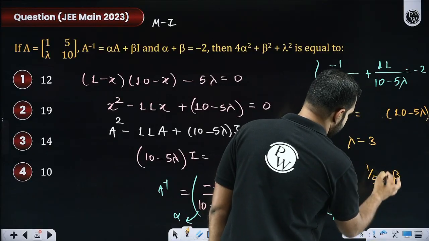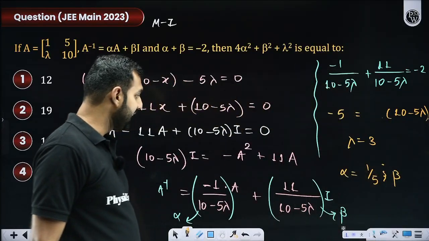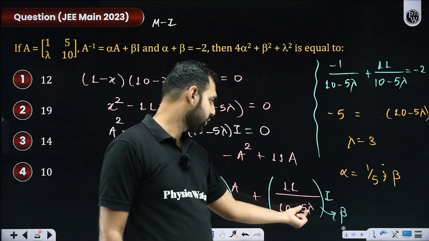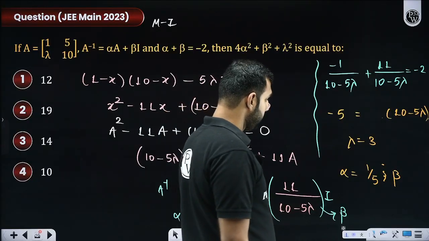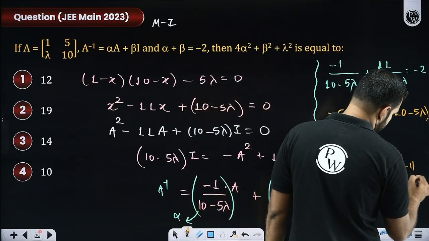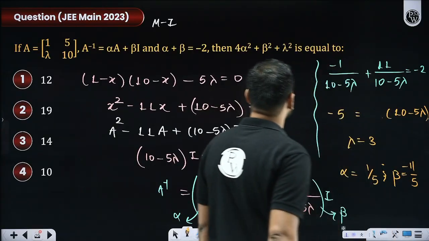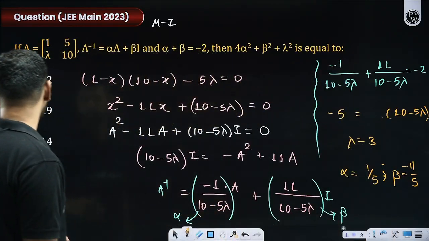What about beta here, students? Beta is again 11 by 10 minus 5 lambda. So lambda is again 3. 5 into 3, 15, 10 minus 15 is minus 5. So this is 11 by minus 5. So I can write it as minus 11 by 5. Everybody getting that? Then we are asked 4 alpha square plus beta square plus gamma square.